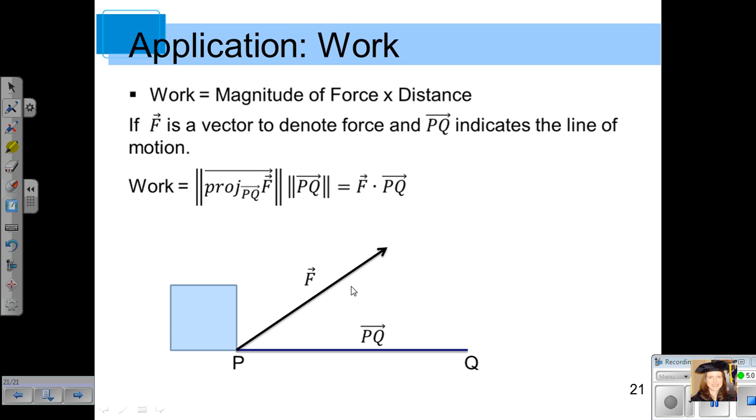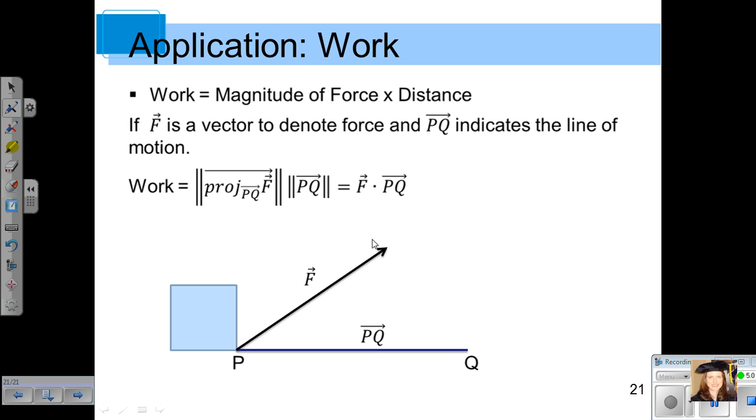The final application for this section on the PowerPoint involves work. If you've studied physics, there's a basic equation for work which is equal to the magnitude of the force times the distance. Force times distance will give you work. Suppose we have F, this vector, that is used to denote force, and PQ indicates the line of motion. Suppose you have a box here that you're dragging along the floor and it's connected to a rope. You're pulling that rope with about 100 pounds of force, and you're moving it from point P to point Q.